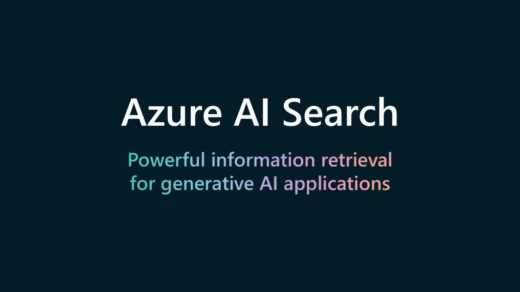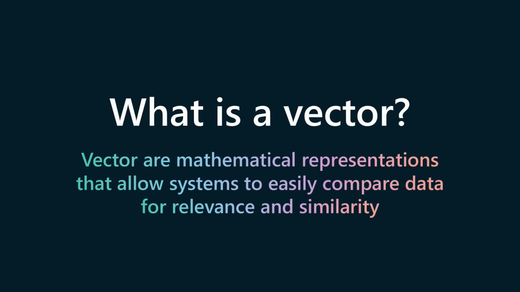In Azure, we have Azure AI Search to help you serve the right data to answer the customer's question, or in other words, to ground your model with the right data. At the heart of retrieving the right data is vector search and using vectors for data representation. Vectors are mathematical representations that allow systems to easily compare data for relevance and similarity. The concept involves training a model in a high-dimensional vector space in such a way that words or phrases with similar meanings are positioned closely together.